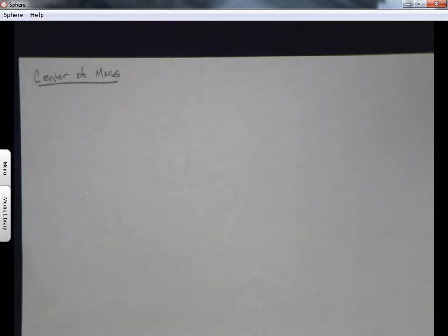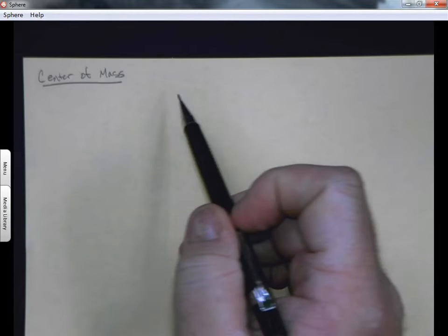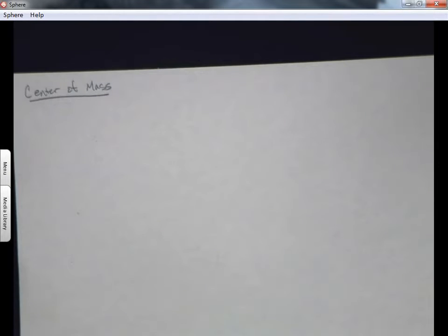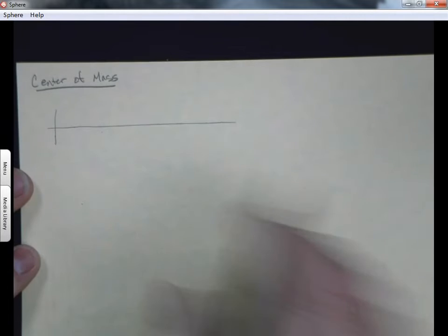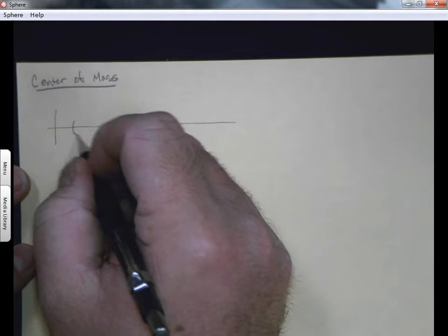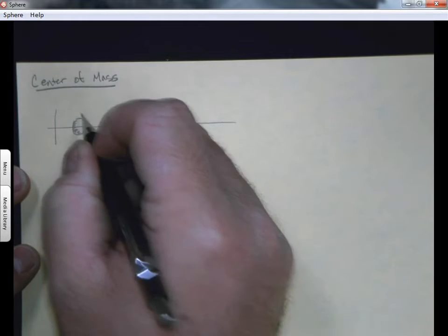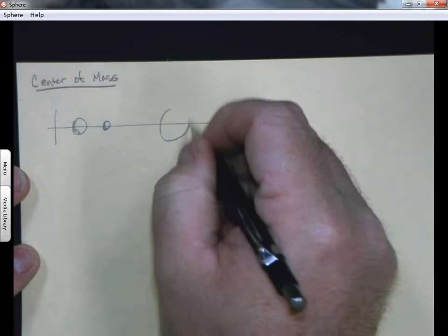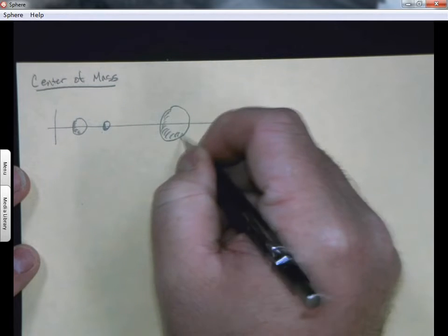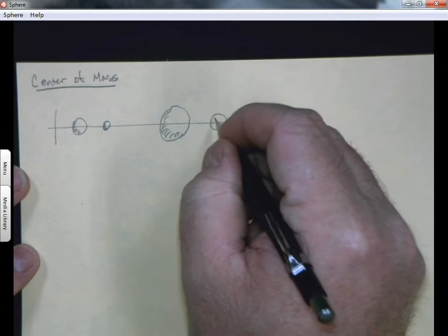We are dealing with center of mass, and we can talk about the center of mass as something. If we have large objects or a system of objects, we're going to talk about this as a location in space where we can consider all of our mass to be concentrated. So let's imagine we've got our x-axis here, and we've got a bunch of masses on this. We've got a mass 1, a little one here, and a big one over here, and a smaller one here.